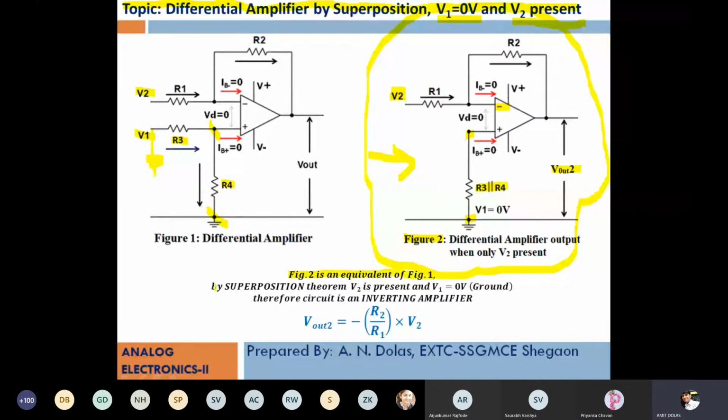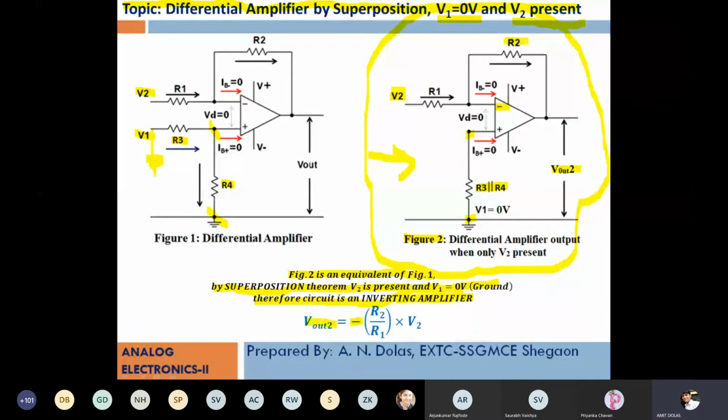By superposition theorem, your V2 is present and V1 is ground. Therefore, the circuit is simply an inverting amplifier here. So for an inverting amplifier, a very simple formula: Vout2, which is the output effect due to the source V2, is minus sign for inverting. What is the gain of this circuit? Gain will be the feedback resistance divided by input resistance. Feedback resistance is R2, input resistance is R1.